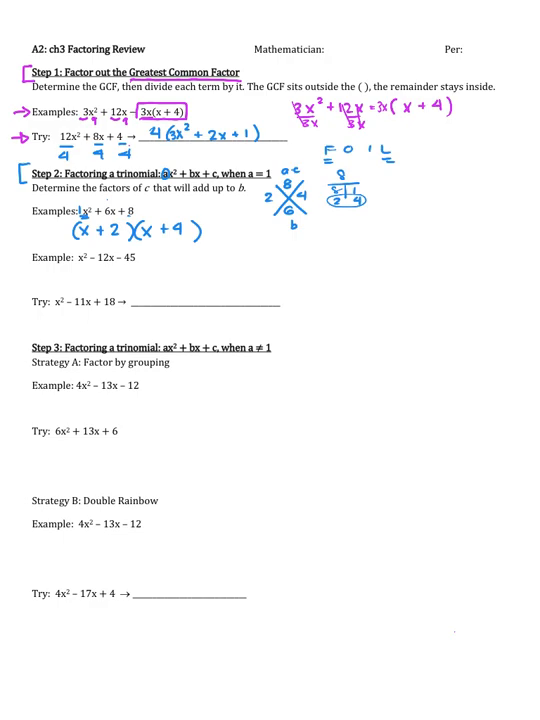Now, if you have negatives, it still works. So we're going to do this next one. So a, again, is 1. 1 times a negative 45, that goes on top. The middle term goes on the bottom. And we want to ask ourselves, what times what is a negative 45 but adds up to a negative 12?